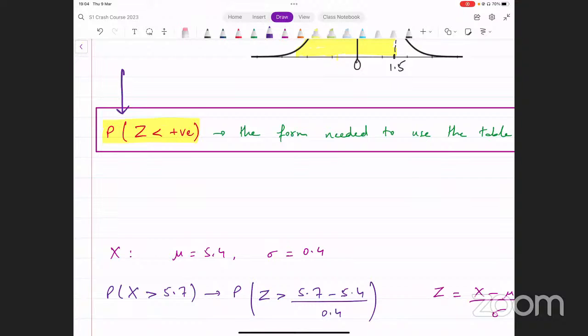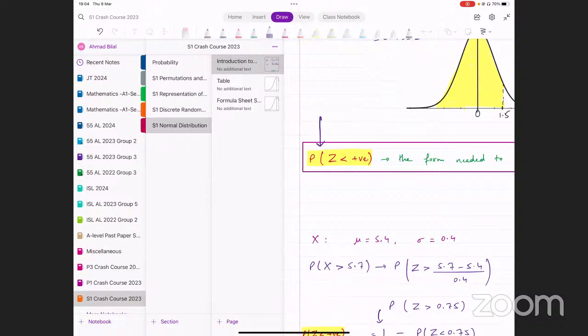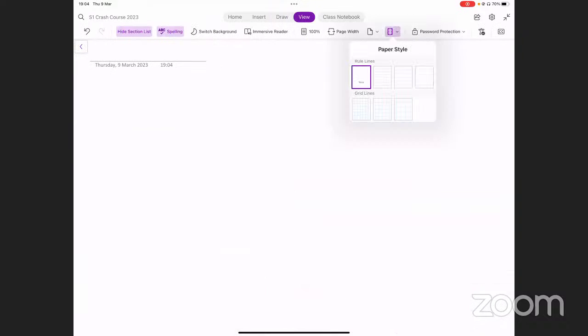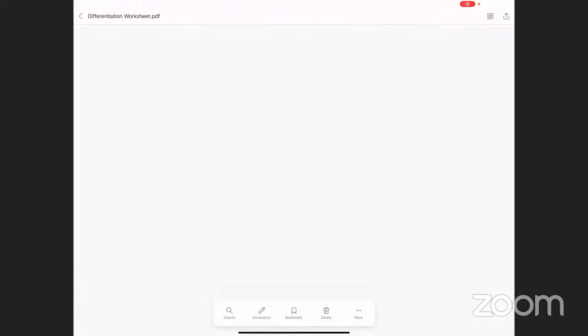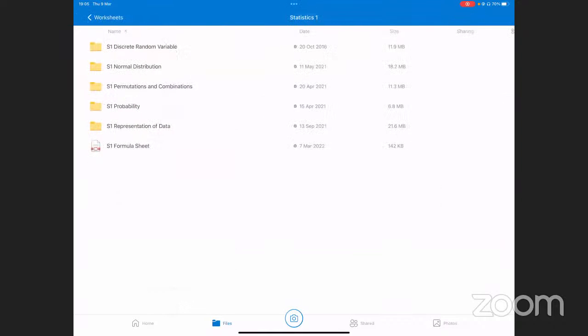Now, before we end today, let's do one quick example to try and understand how this is going to be applied in an actual question. Let's do a question from the worksheet. The worksheet is uploaded in Classroom. The questions are assigned. Please make sure that you start doing those questions now.